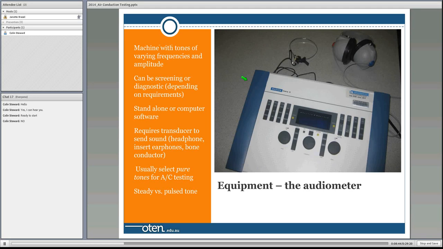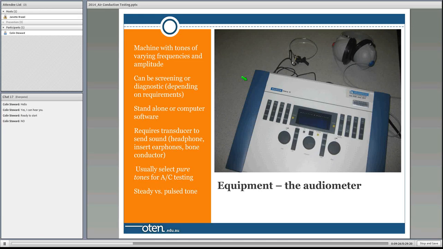Okay, the most important piece of equipment, of course, is our audiometer. We looked at a video last week on how to do a daily listening check on the audiometer, and it's really important to make sure that everything is working properly before you start. Now, an audiometer is a machine that has tones of varying frequencies and amplitude. We can have screening or diagnostic audiometers. It depends on the requirements. You'll know if it's a diagnostic audiometer if it has one or two channels. Two-channel audiometers are diagnostic ones. And if you're going to be doing speech testing, you need a diagnostic two-channel audiometer.